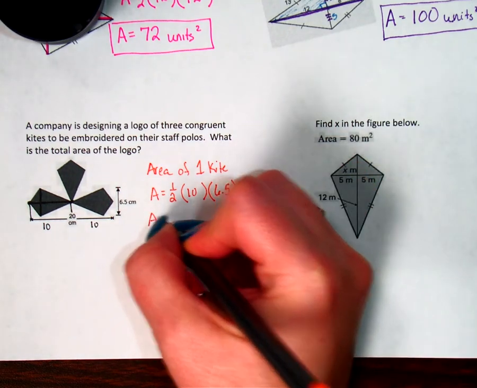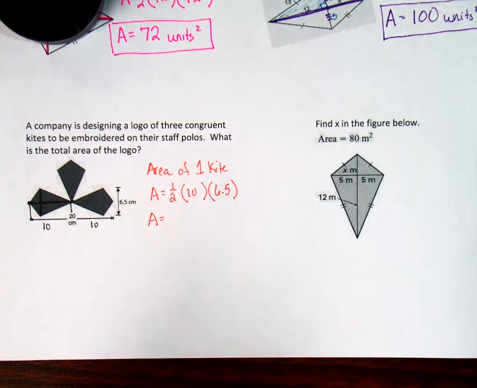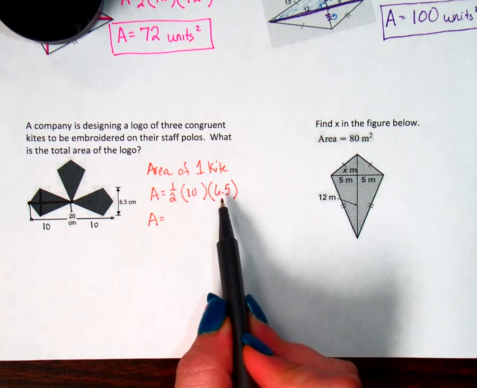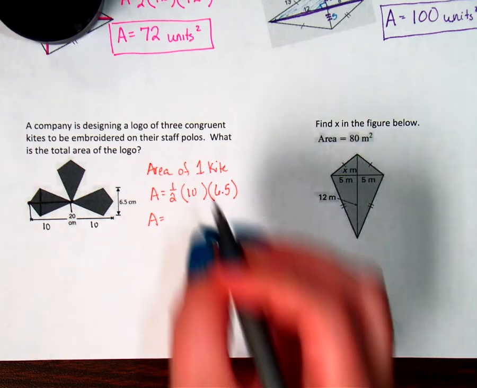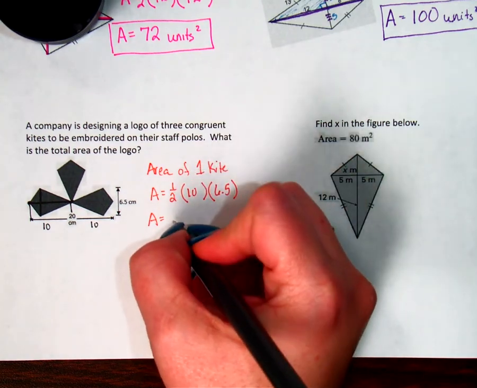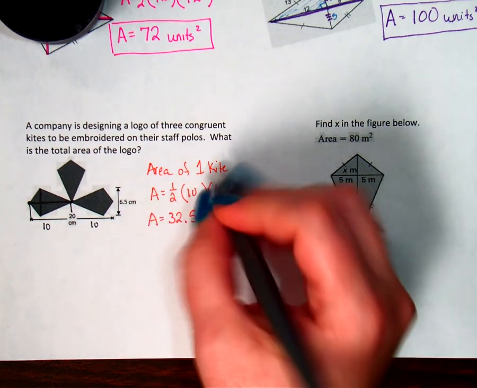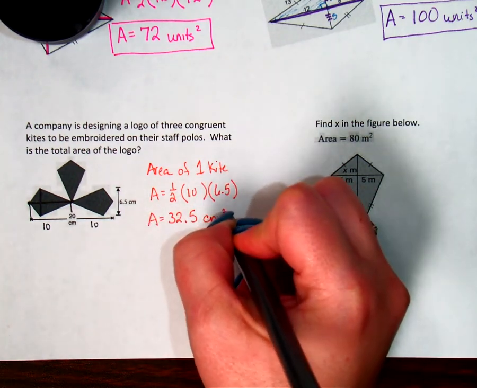So when I put this in my calculator, I can do 1/2 of 10 is 5, and then just do 5 times 6.5. Or I can do 10 times 6.5, which is 65, and then just do 1/2 of 65. Either way, I'm going to get 32.5. And I do have my units, it's centimeters squared.